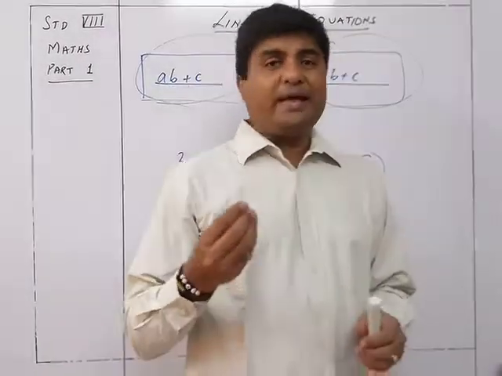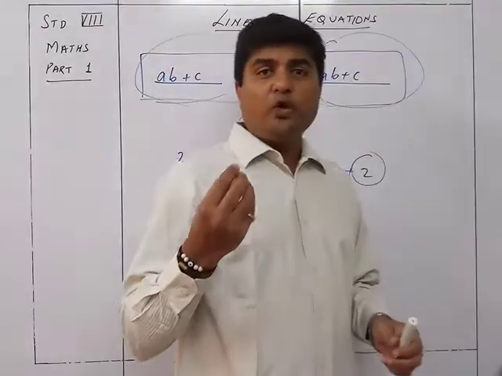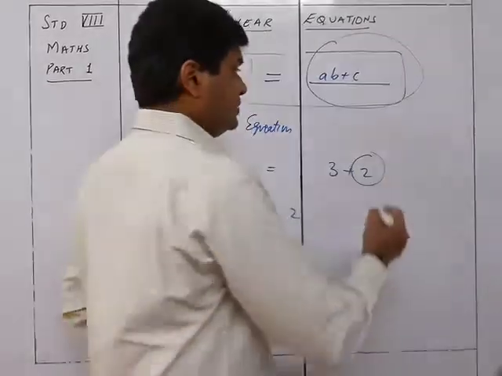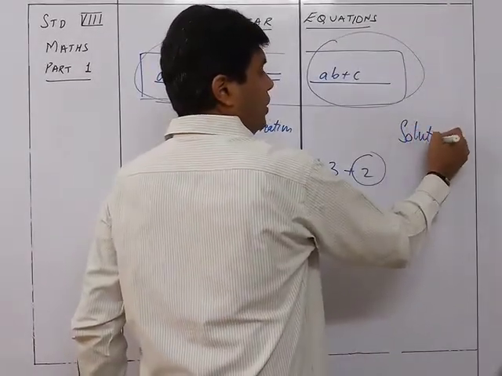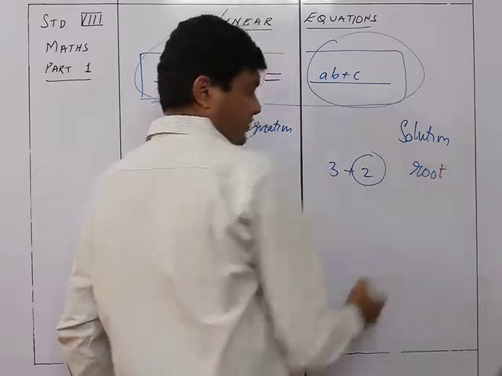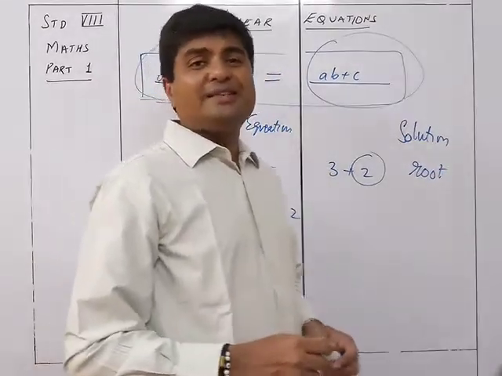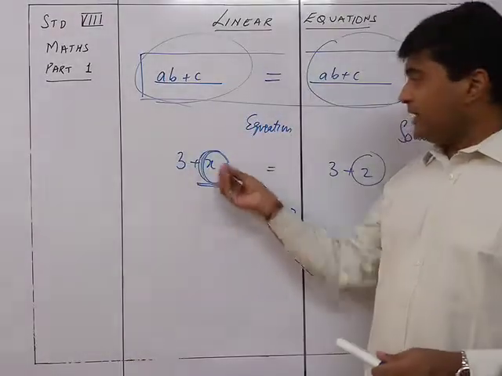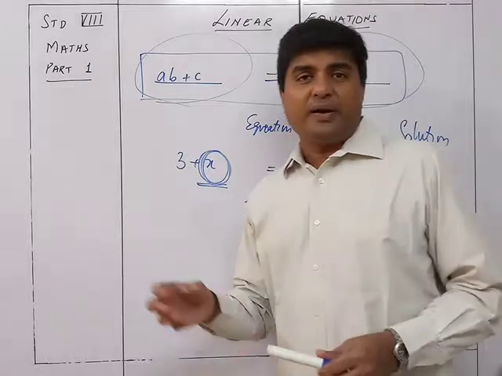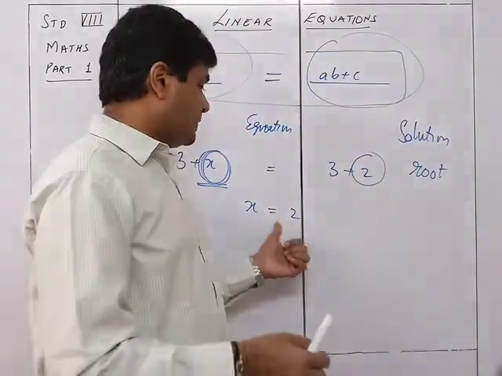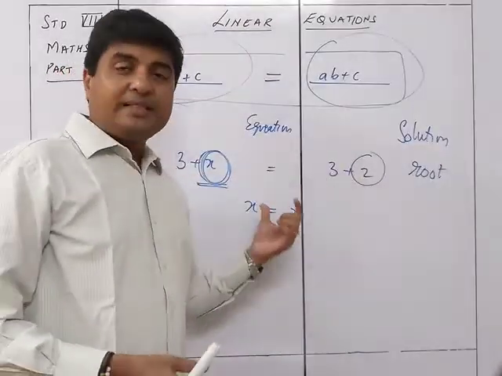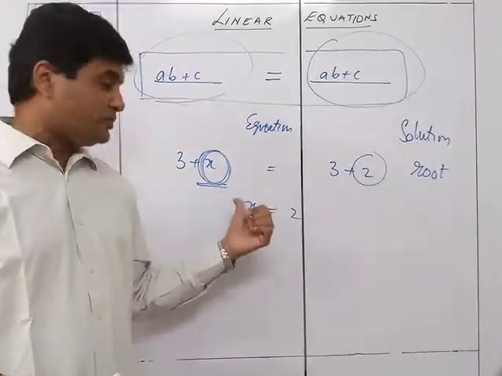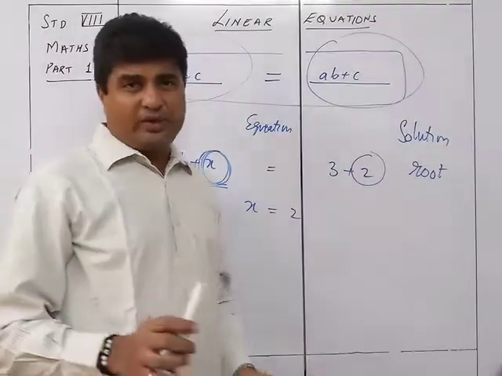Now when we talk about the answer of an equation, what do we mean by the answer? The answer is also called the solution, or the root of the equation. The root of the equation is the value of the variable such that when I put it in the equation, it becomes equal on both sides. Then that value of x is called the solution of the equation, or the root of the equation.